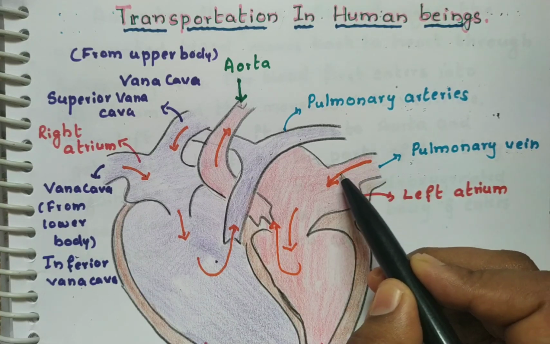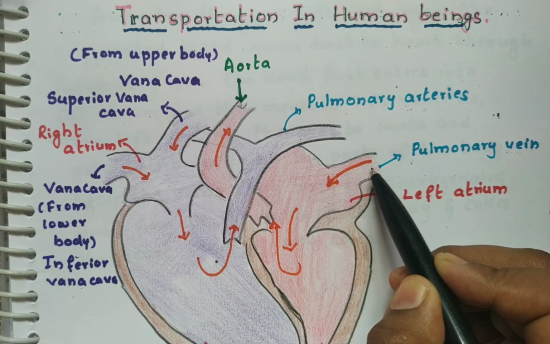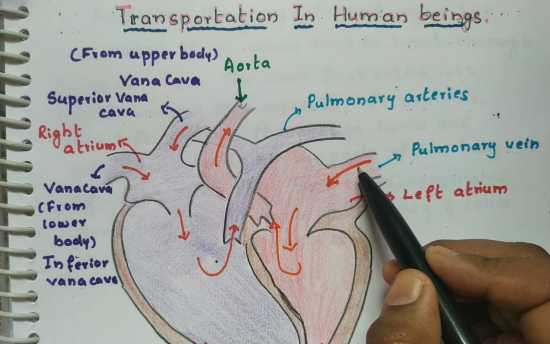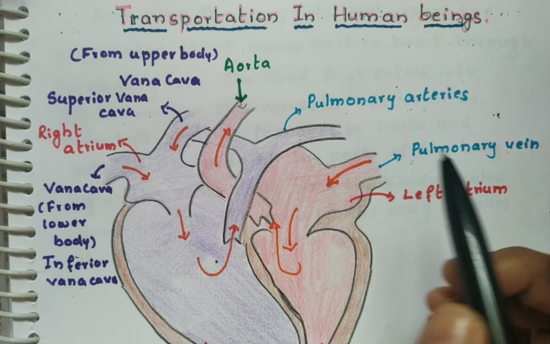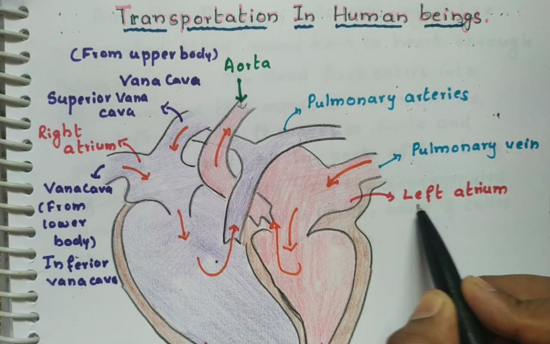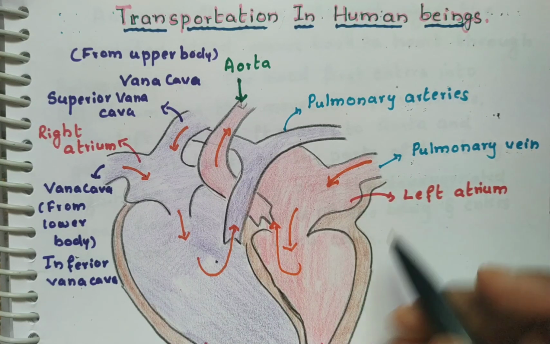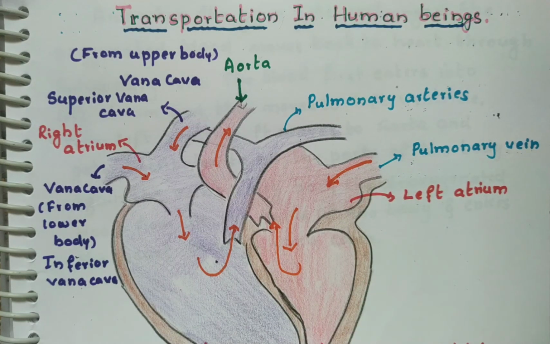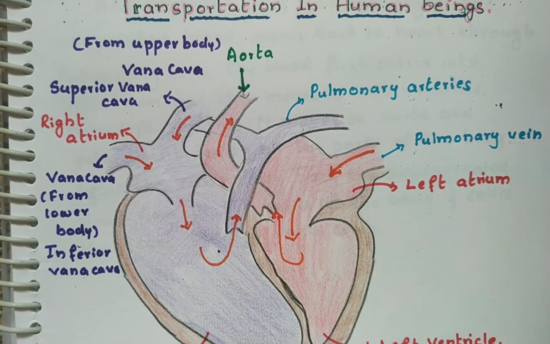See, it is bringing oxygenated blood from lungs to the heart. It pours the oxygenated blood to the left atrium. So first understand how this transportation or how the pumping works.